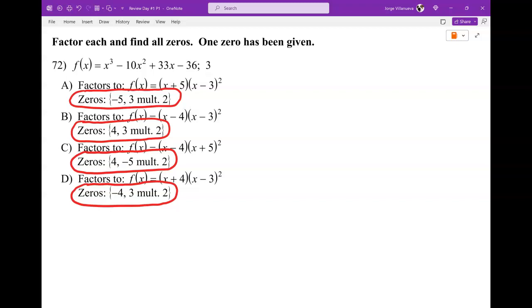All right? So the way we find the answers, when they want us to find all the solutions, and they give me one of the answers and a function, we're going to use synthetic division. Now, in doing that, I'm going to write my coefficients. So there's a 1 here, okay? So it's going to be 1, negative 10, 33, and negative 36. And then in that little half box, I'm going to write 3.